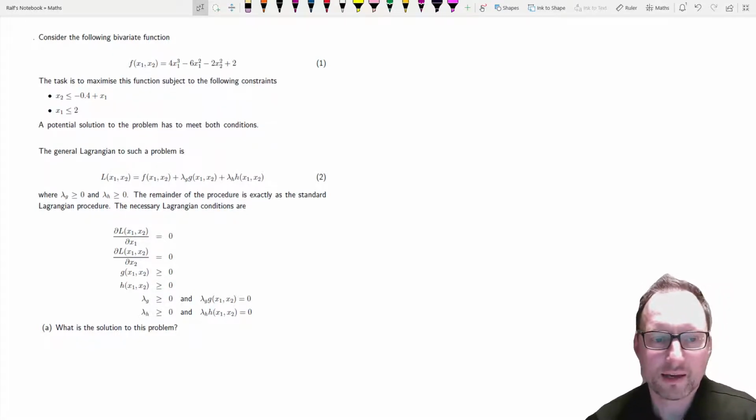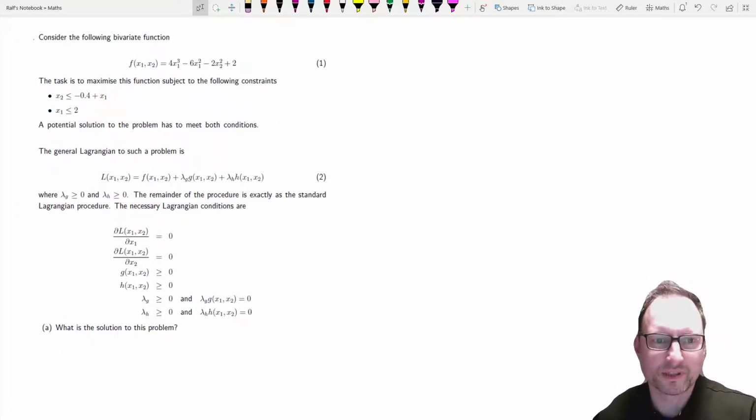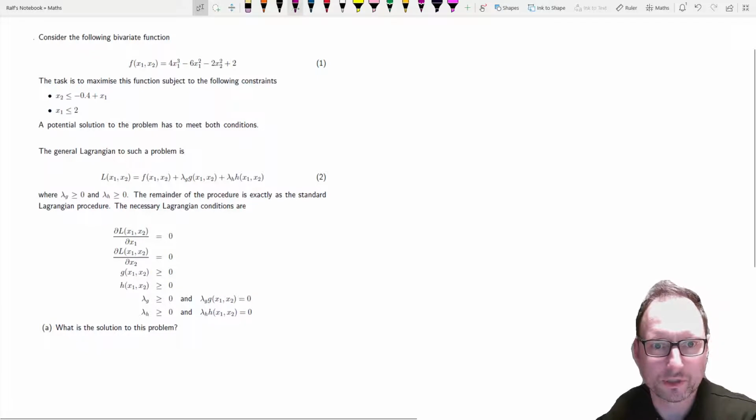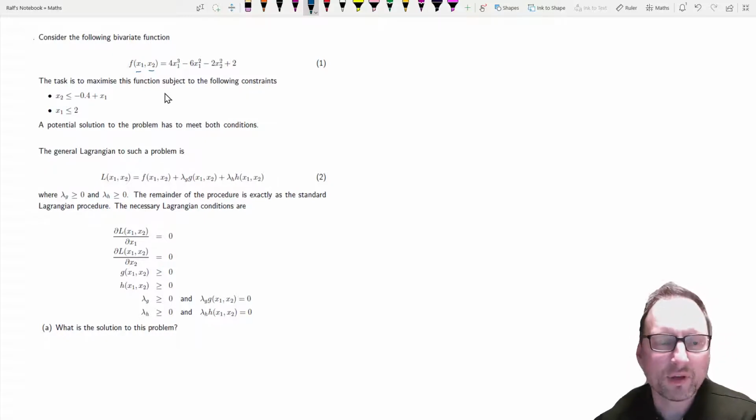So here we have a constraint optimization problem. The problem starts out like any sort of constraint optimization problem. We're having a function with two arguments, x1 and x2. It's cubic in x1, so perhaps you can already imagine what the function sort of looks like. And we have a constraint.